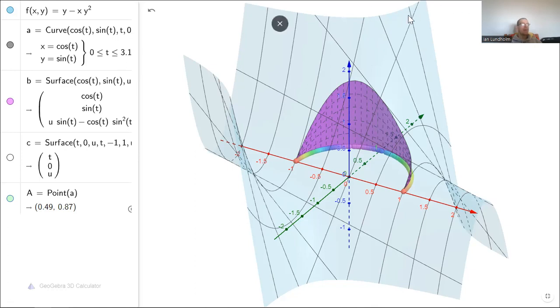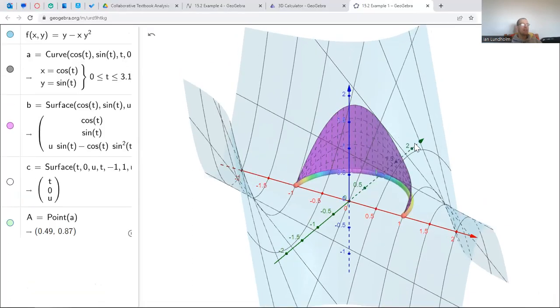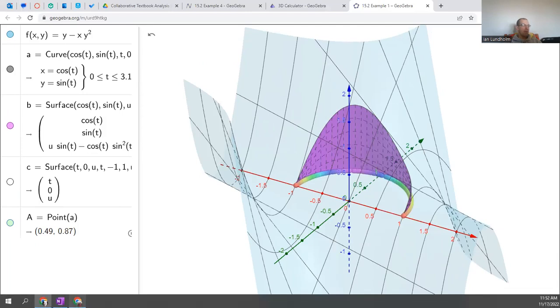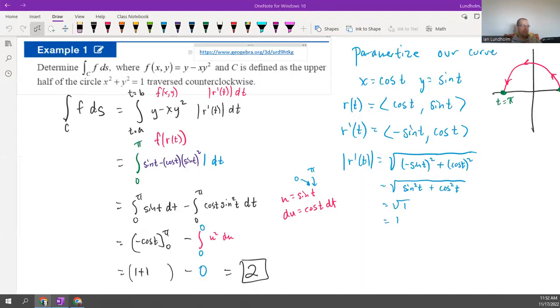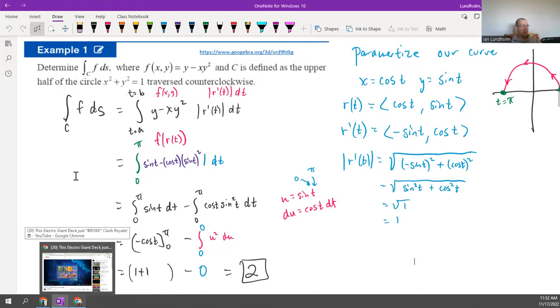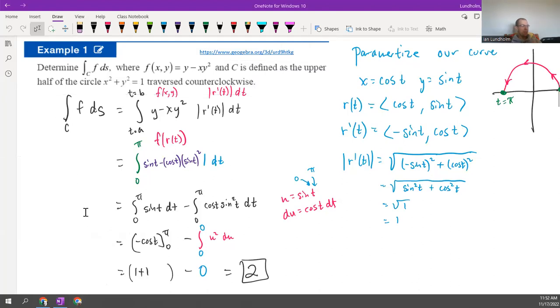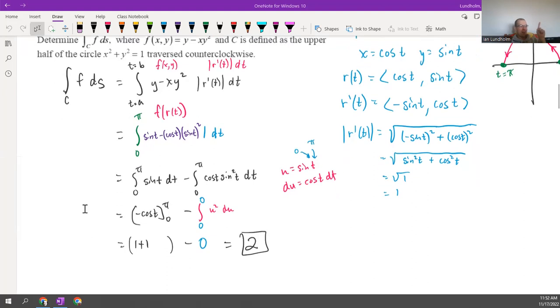Line integrals. All right, we got that one done. Let's go back out and get out of here. Cool. All right, that's our first example of a line integral.